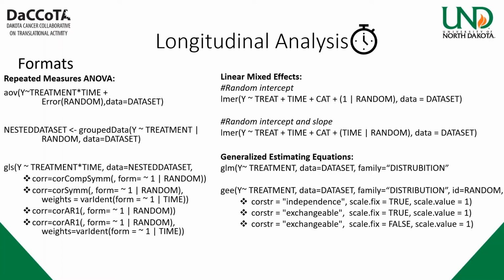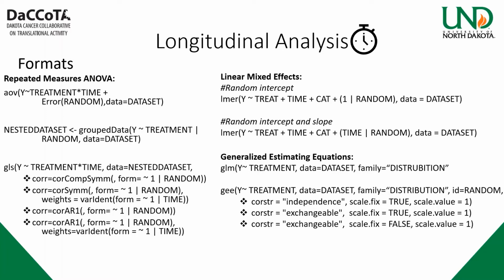If you're moving to linear mixed effects, you can use this lmer function, and same setup, y is a function of, say, maybe treatment and time. Maybe you have another categorical variable. And then this is to have the random intercepts. It's in parentheses 1, and then your random effects like participants. To do intercept and slope, same thing, but instead of 1, you add a time here. So the slope of the time can vary, as well as the intercept where it starts.